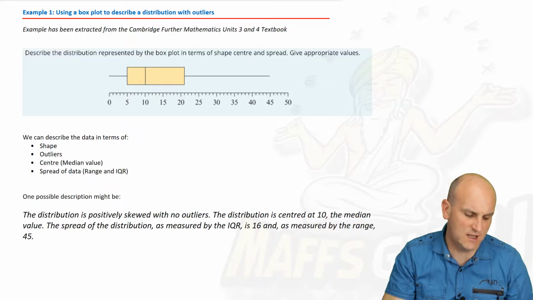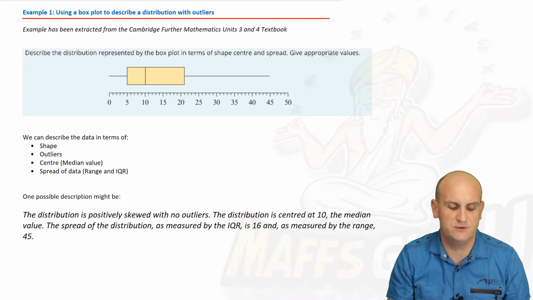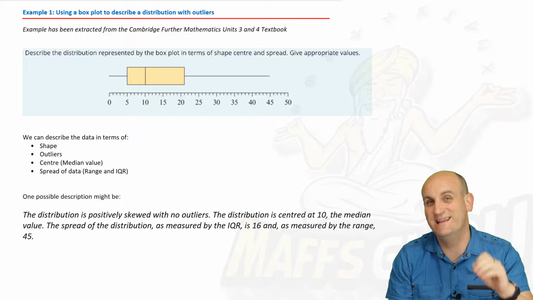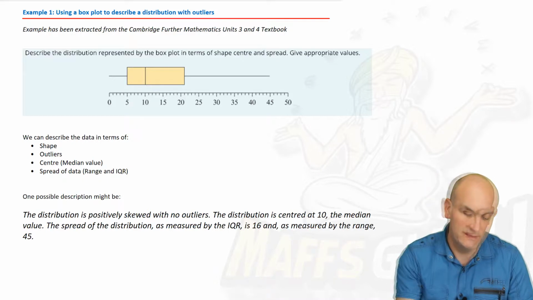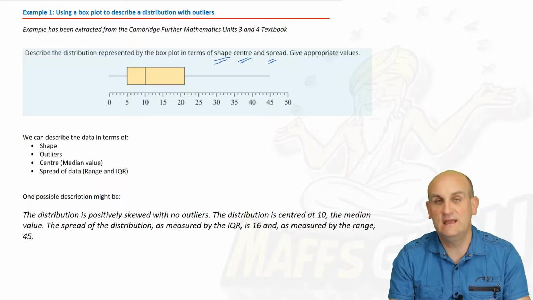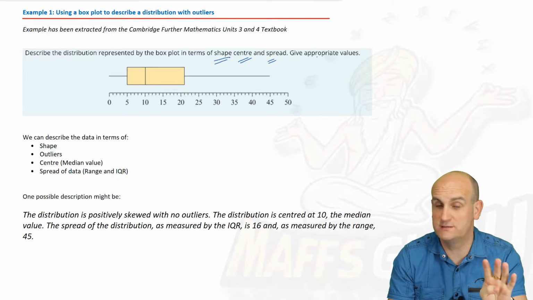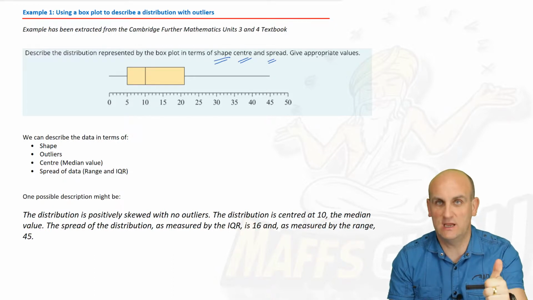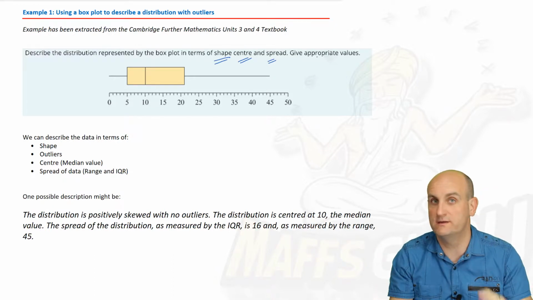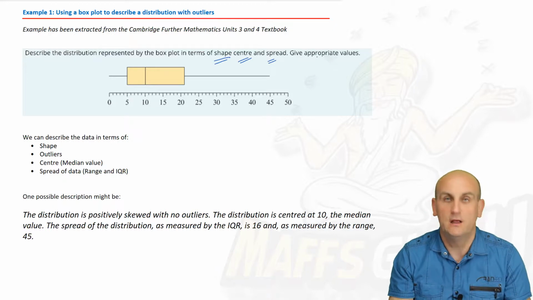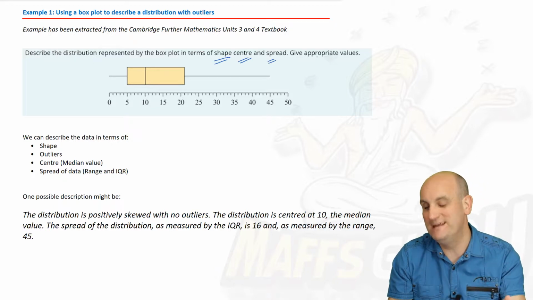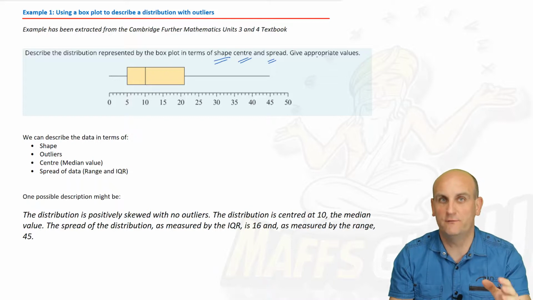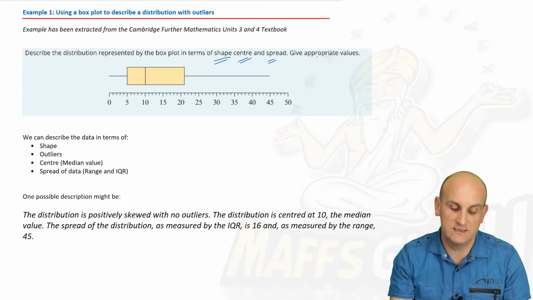So here's my first example. Describe the distribution represented by the box plot in terms of, now interestingly, they're telling you what they want you to write about. In terms of shape, in terms of center, and spread, and give appropriate values. So there's 4 things there you would have to put in your answer to get the marks. You would need to talk about the shape, whether it's symmetrical or whether it's positively skewed or negatively skewed. Talk about the center, where is the median, and the spread of the data, so the range or the interquartile range.